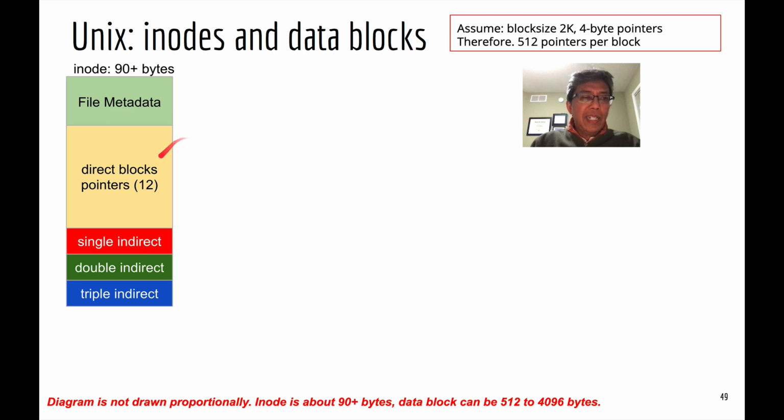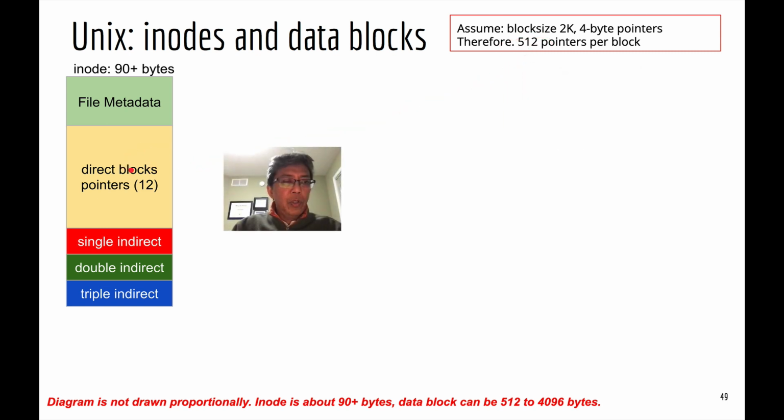Let's look at how the data pointers are used inside the inode. For this illustration, we will assume that the data block size is 2 kilobytes, and we are using a 4-byte pointer, and therefore each data block can be used to hold 512 pointers. How do I get 512? 2 kilobytes, which is 2048, divided by 4, and you will get 512 pointers. And we have 12 direct pointers. Each of these pointers will point to a data block of size 2K.